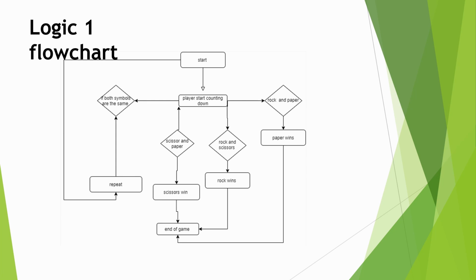This is the flowchart for Logic 1. At the start, players start counting down, and then the 3 different outcomes are listed, and the game ends. On the left side, you can see that the flowchart accounts for if both players throw the same thing, which in that case will make the game repeat and start from the beginning.